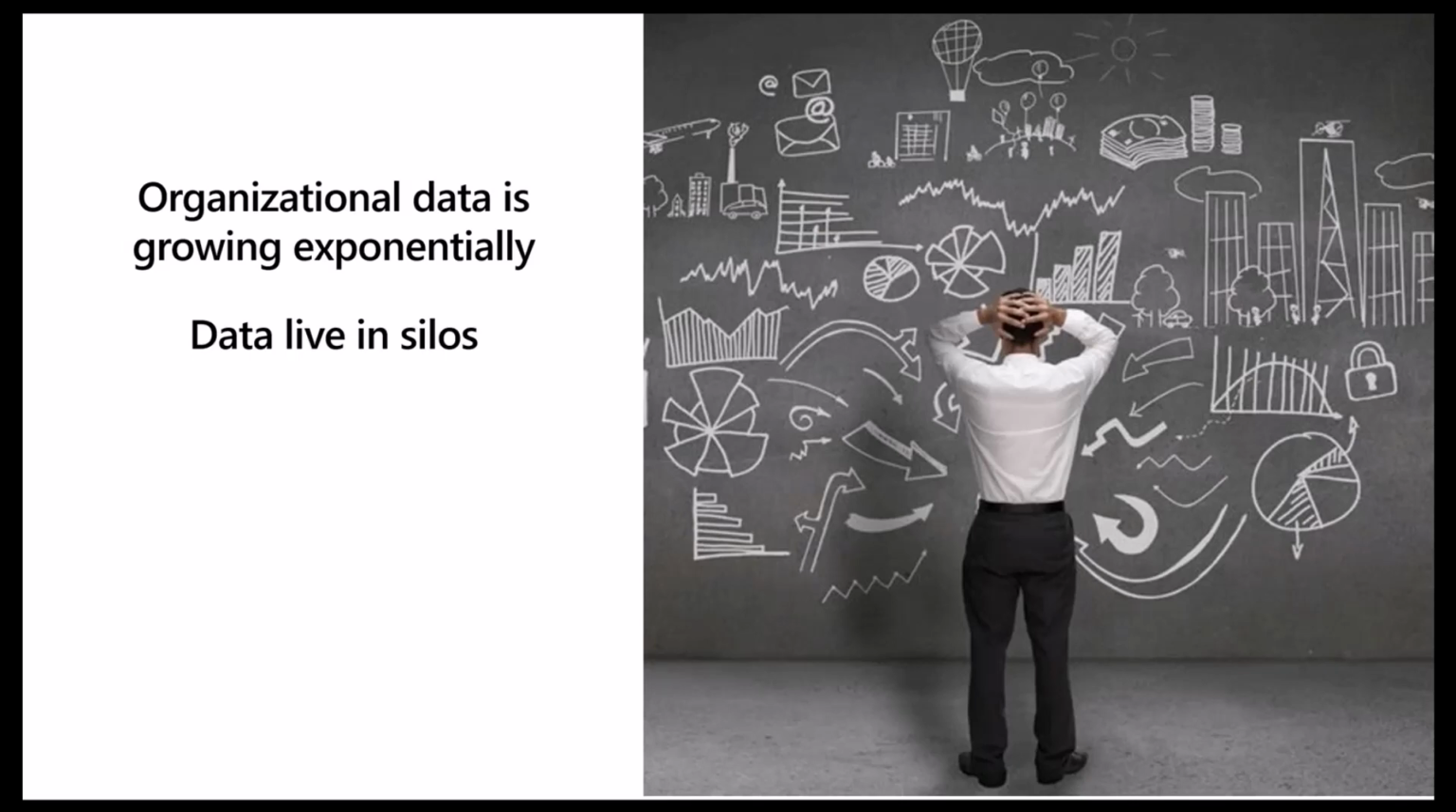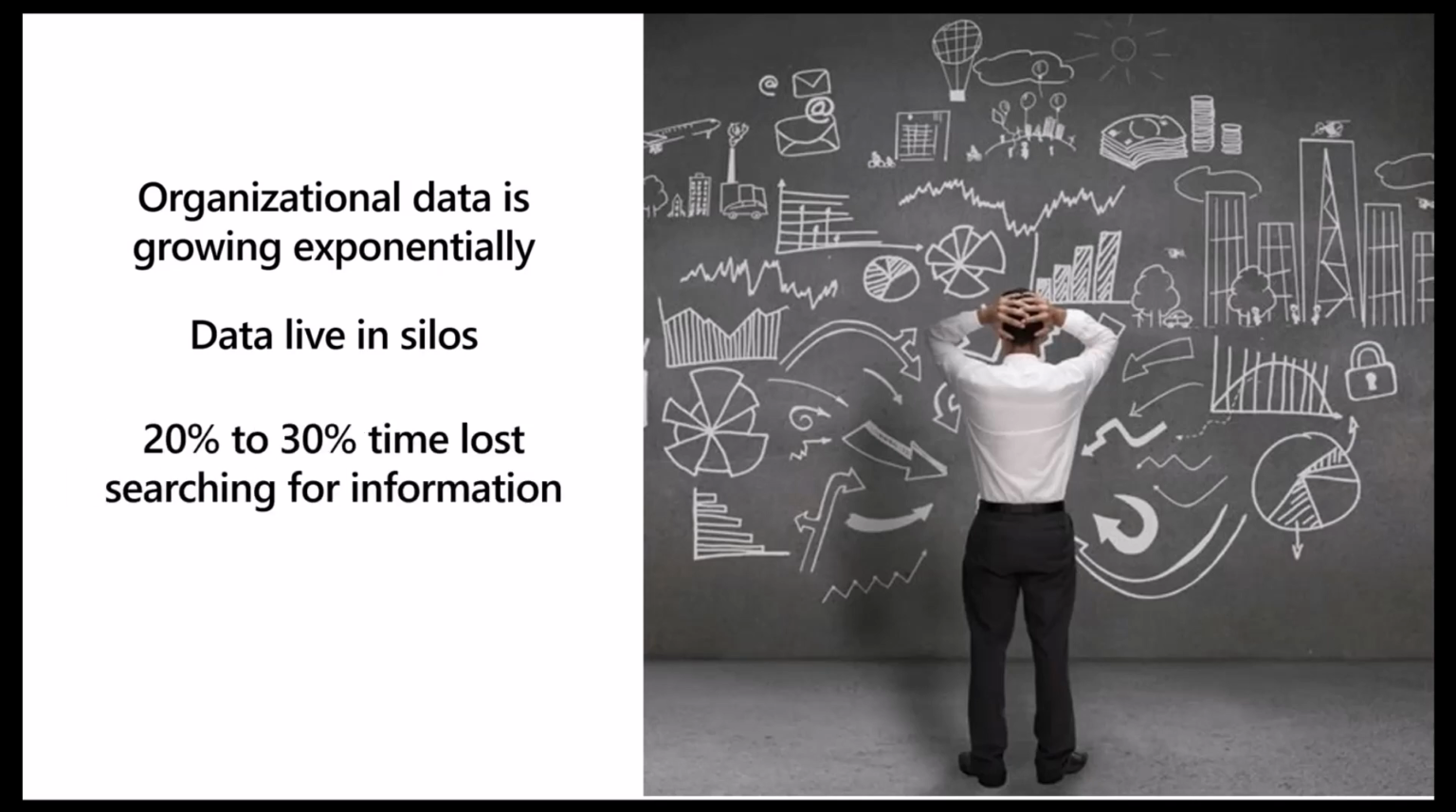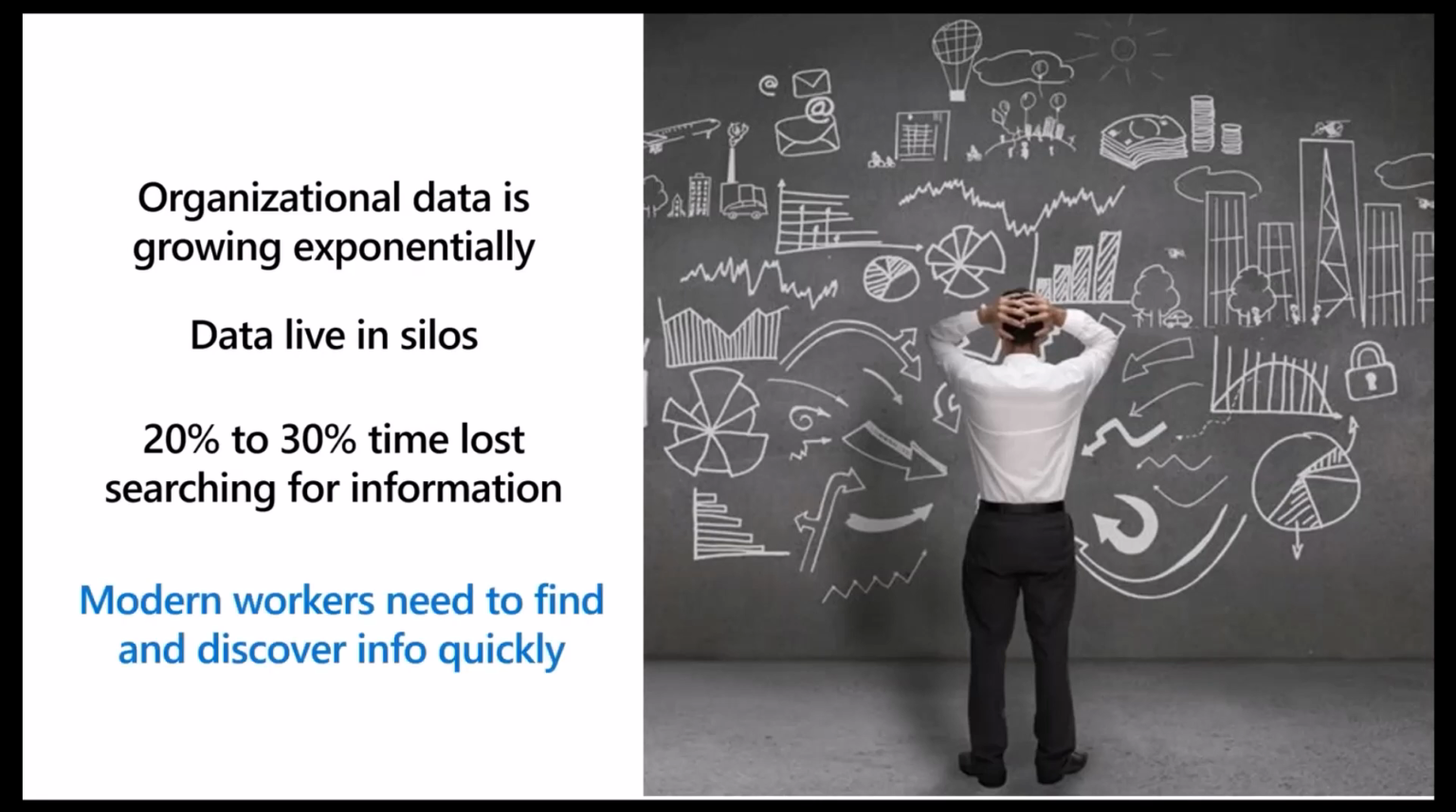Multiple analysts have estimated that information workers spend anywhere between 20 to 30% of their time just searching for information they need to do their jobs. Additional productivity is lost because people need to duplicate work when they couldn't find the information they were looking for. Modern information workers are often frustrated by this as they're increasingly expected to be able to find the right information quickly across their different applications.